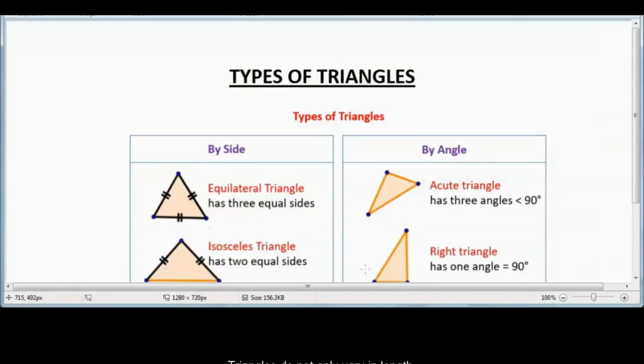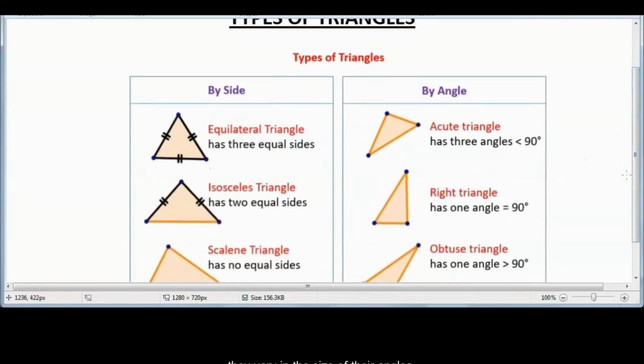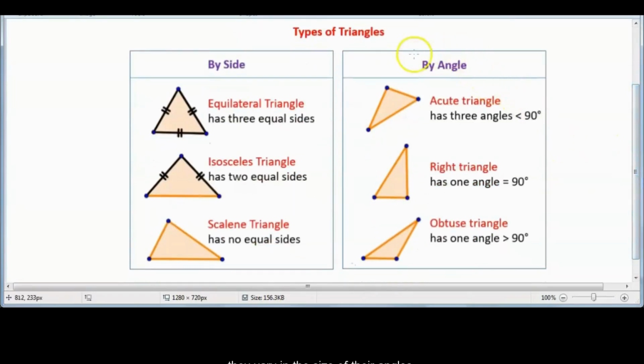Triangles do not only vary in length, they also vary in the size of their angles, just like in this case. While an equilateral triangle has 3 equal angles, an obtuse triangle has 2 acute angles and 1 obtuse angle. A right angled triangle is one in which one of the angles is 90 degrees. An acute triangle has 3 angles that each measure less than 90 degrees.